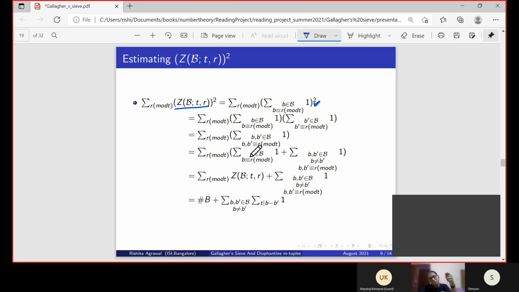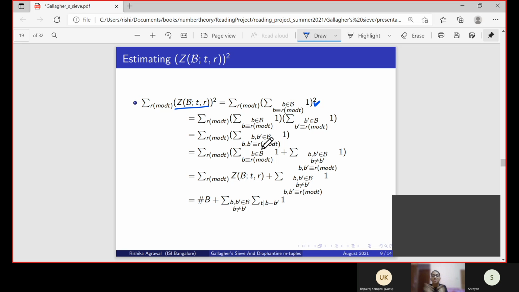One other technique that we use is partial summation, if some of you are aware of it. If not, it's completely okay, I was just trying to mention it. Okay, so back to our problem. The summation over r mod t, summation over b, b prime belonging to B, where b and b prime are both congruent to r mod t, of 1. Now here b and b prime can be either the same or different.